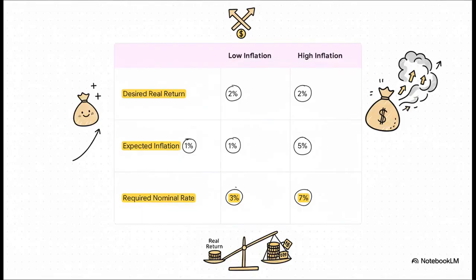This whole idea has a name. It's called the Fisher effect, and this table breaks it down perfectly. Let's walk through this. Imagine you're a lender, and at the end of the day, you want to make a 2% real return on your money. Now, look at the first column. If everyone expects inflation to be low, maybe 1%, then you only need to charge a 3% nominal interest rate to get your 2% real return. But now, look at the second column. If we're in a high inflation world and everyone expects prices to go up by 5%, you have to charge a whopping 7% nominal rate just to get that very same 2% real return.